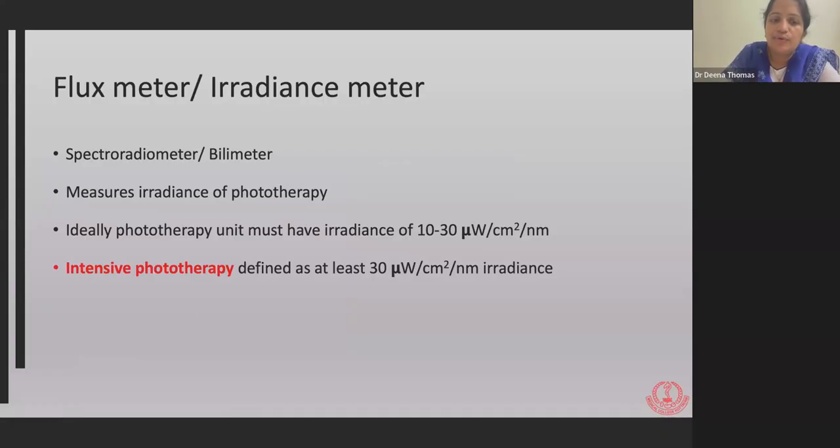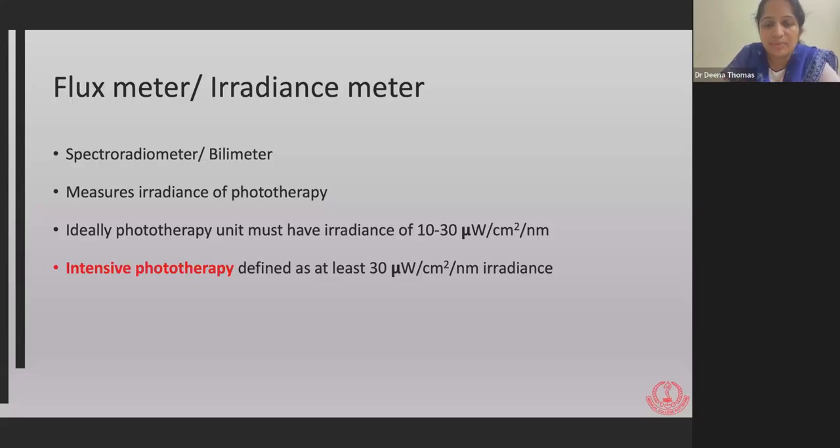An ideal phototherapy unit must have an irradiance of 10 to 30 microwatt per centimeter square per nanometer. So what you do is that you switch it on, you place it at a level where the baby will be lying, you test it in the center as well as the four corners and take an average of the irradiance that the phototherapy machine is giving.